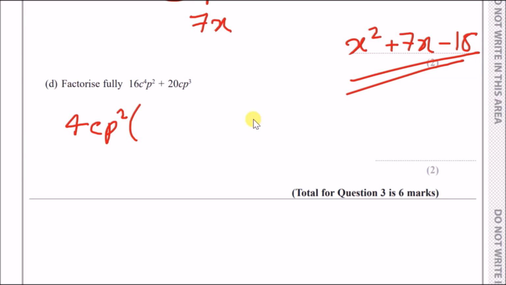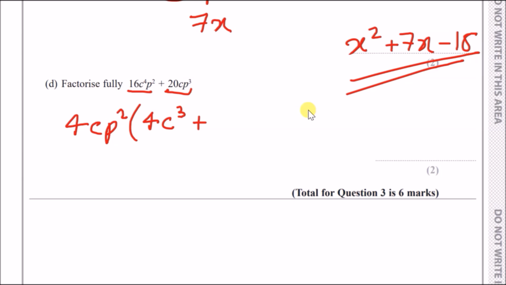Okay, and then you just get the bracket open. And now, because you took out this common factor from both, because that's what you're doing, you're finding the common factor, now you just say, okay, if I divided this term by 4c and p squared, dividing 16 by 4, you're just left with 4. Because you took out c from c to the power 4, you left with 3 parts of c. And because you took out the whole p squared, well, that's gone. Now, that's done. Put a plus.